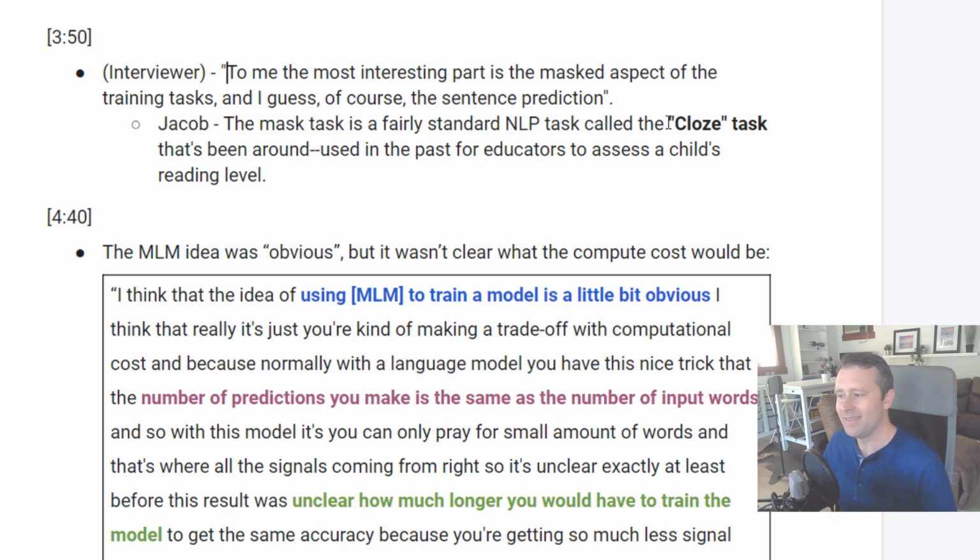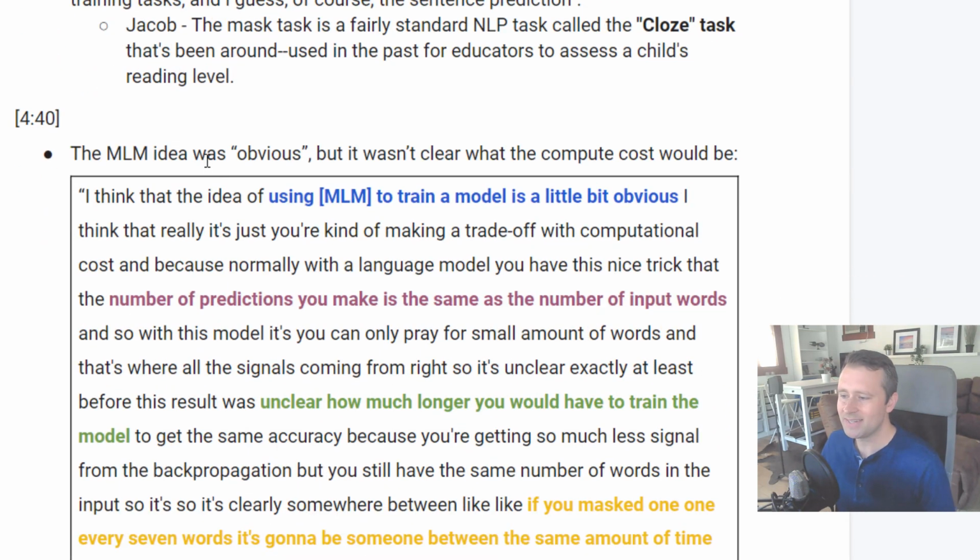So the masked language technique has been around a long time. It's called the cloze task, and it's been used by educators to assess a child's reading level, to see if they can predict what the missing word is. So he says that the MLM idea was actually kind of obvious, and that other people have applied it before to NLP.